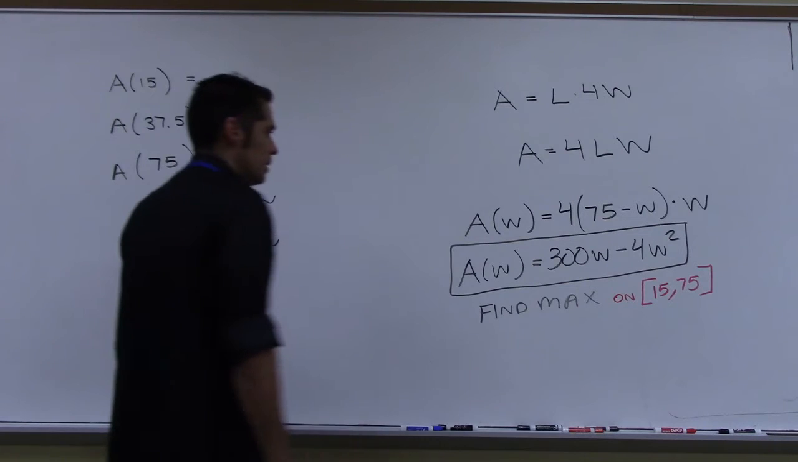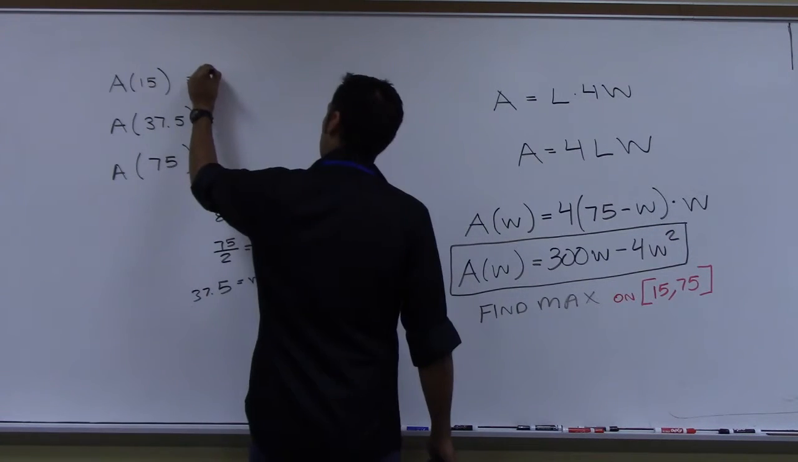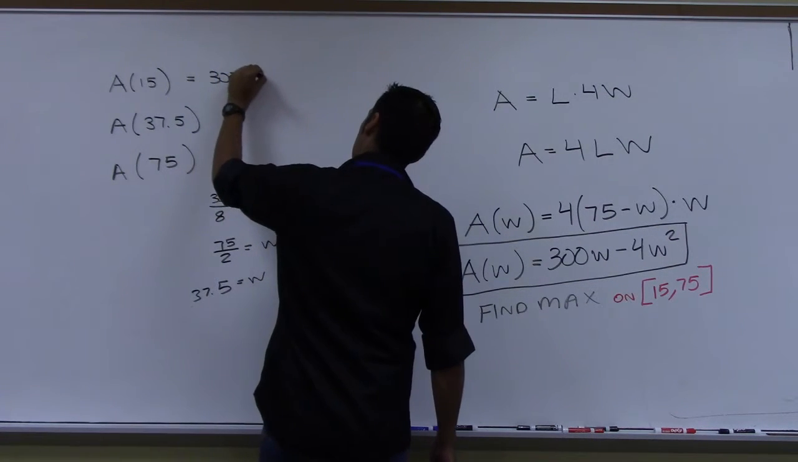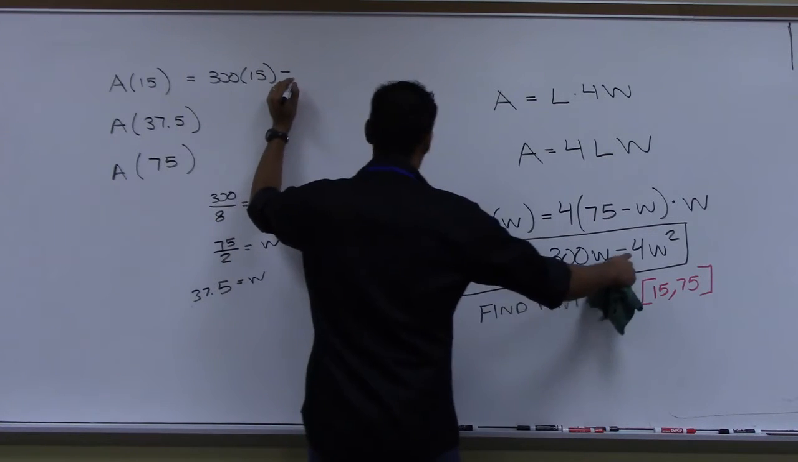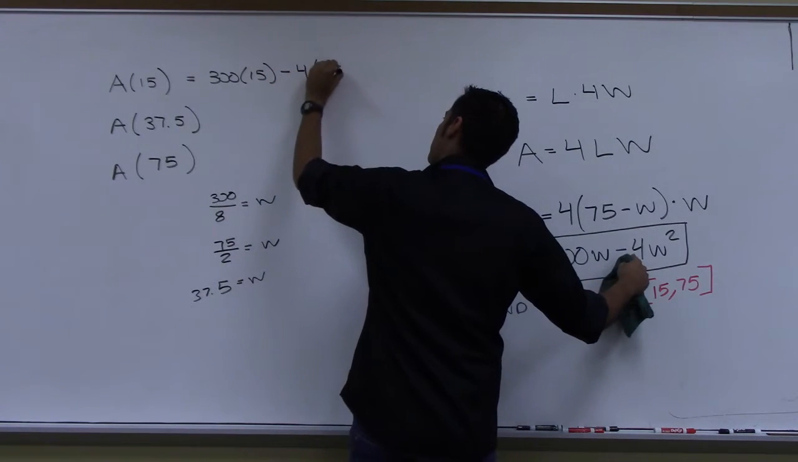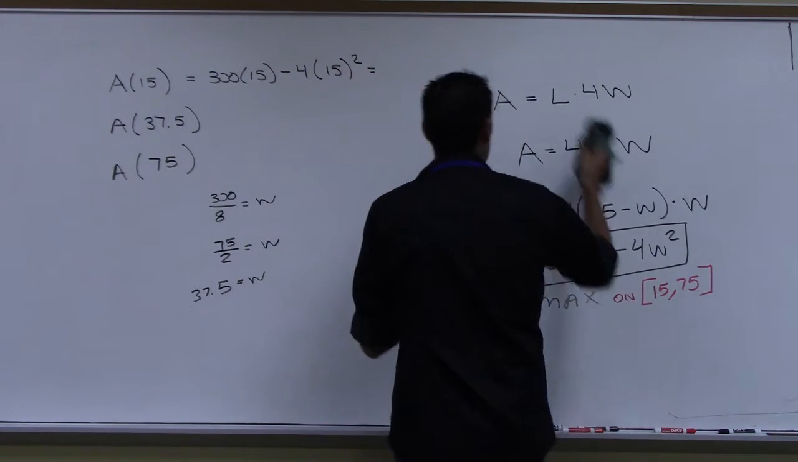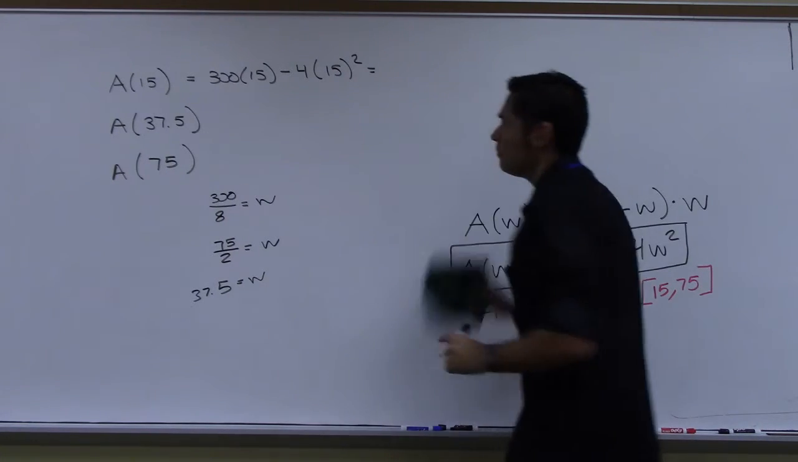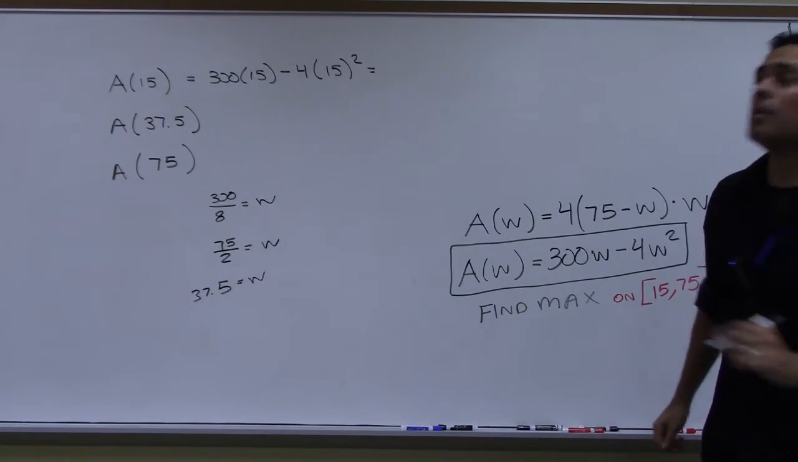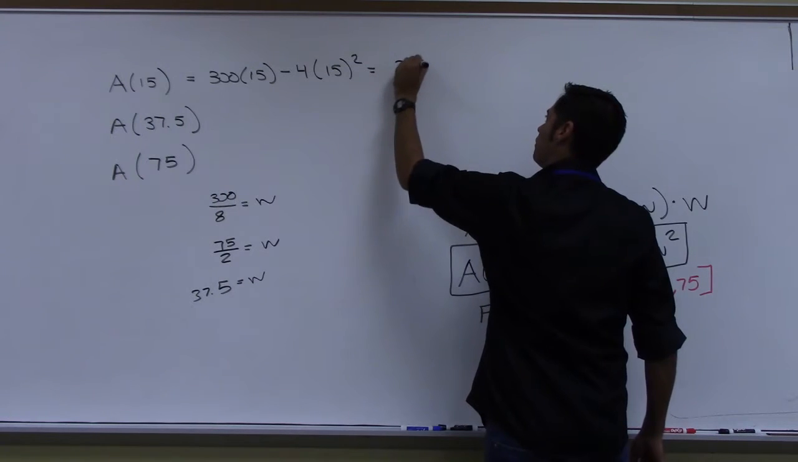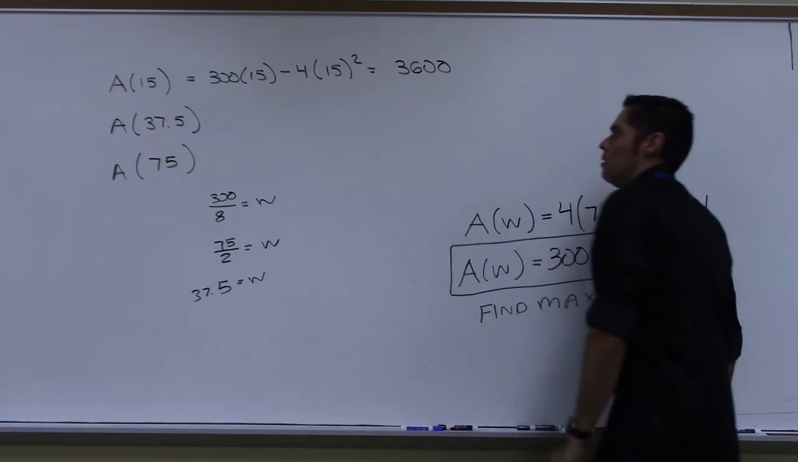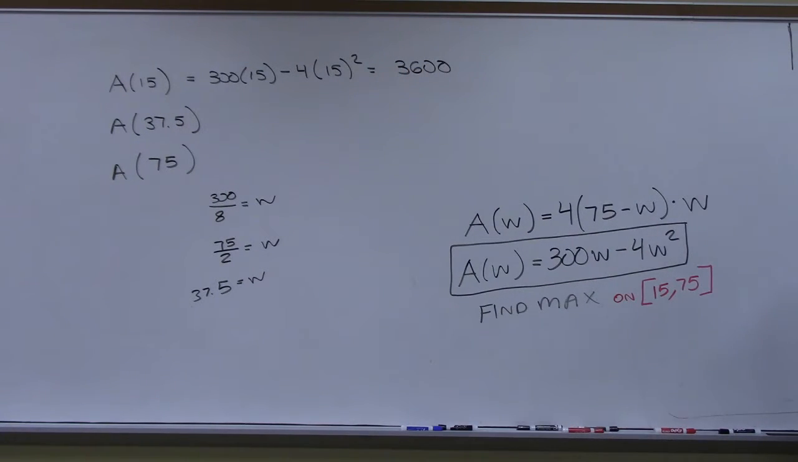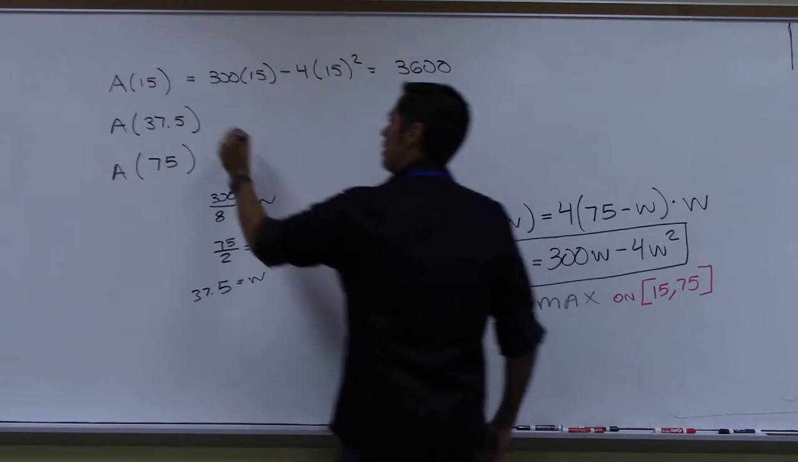A of 15. So that's 300 times 15 minus 4 times 15 squared. And if someone could please do that on their calculator. 3,600. What is it? 3,600? That would be the area if we built it that way. Now do 37.5.